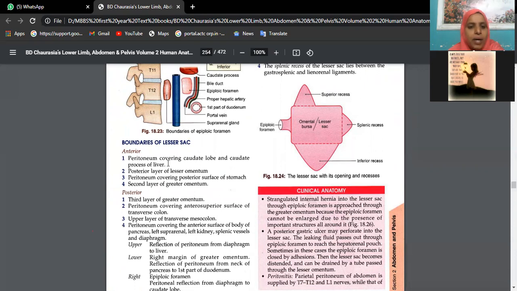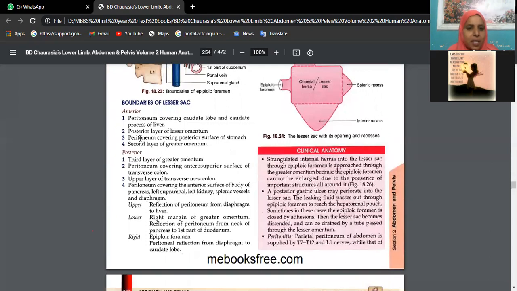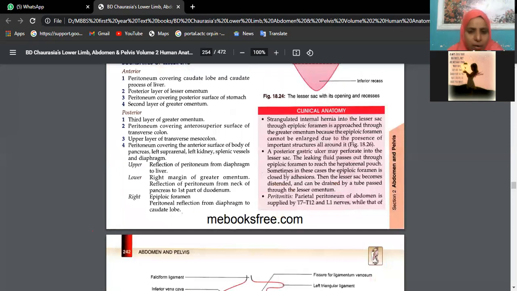It has the covering of the caudate lobe and caudate process of the liver, the posterior layer of the lesser omentum, and the peritoneum covering the posterior surface of the stomach. You need to keep that page open to understand all these things. Then the second layer of the greater omentum. Behind the pink area, you will see the third layer that forms the posterior boundary, the third layer of the greater omentum. Then the peritoneum covering the anterosuperior surface of the transverse colon, the upper layer of the transverse mesocolon, then the peritoneum covering the anterior surface of the body of the pancreas.